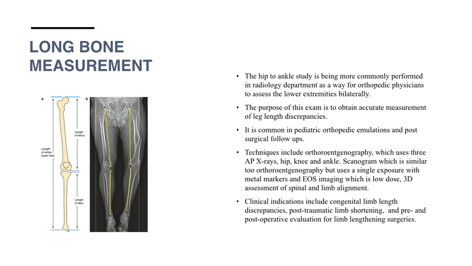orthoroentgenography, which uses 3 AP X-rays, hip, knee, and ankle. Scanogram, which is similar to orthoroentgenography, but uses a single exposure with metal markers, and EOS imaging, which is low dose, 3D assessment of spinal and limb alignment. Clinical indications include congenital limb length discrepancies, post-traumatic limb shortening, and pre- and post-operative evaluation for limb lengthening surgeries.